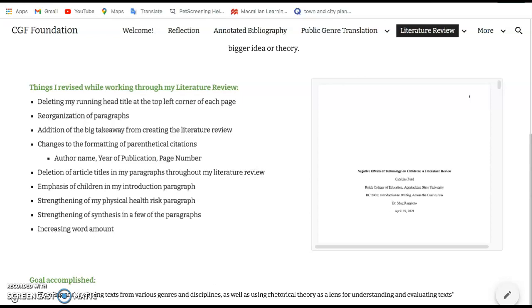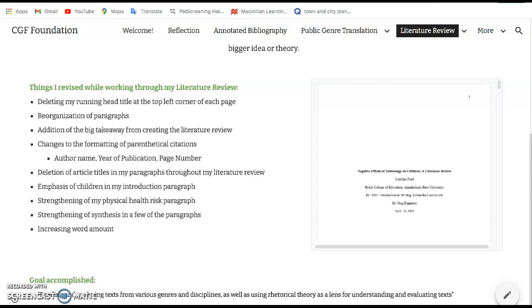So after we get that understanding and background of how much technology can be accessed today, we can then go into the physical health risk, mental health risk, parental involvement, and relationships, and all the other aspects that can be considered with that. So that reorganization of my paragraphs, I feel, will really strengthen my literature review.